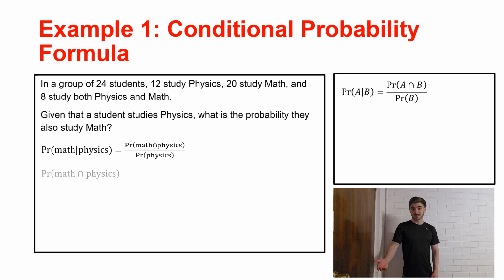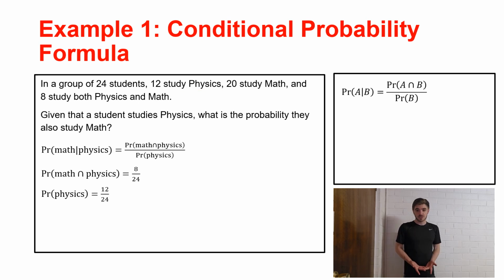So let's start with the intersection. We're told that 8 students study both math and physics. The keyword "and" implies an intersection between those 2 events. So to convert that to a probability, you're just going to take those 8 students that study both physics and math and divide that by the total number of students in the sample size. Next, we want to find our denominator, which in this case is the probability that someone studies physics. Well, in this case, there are 12 students who study physics, out of a total sample size of 24, giving us a probability of 12 over 24. From here, we just perform the division.